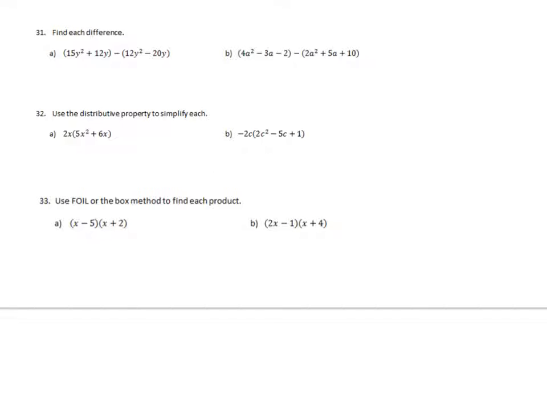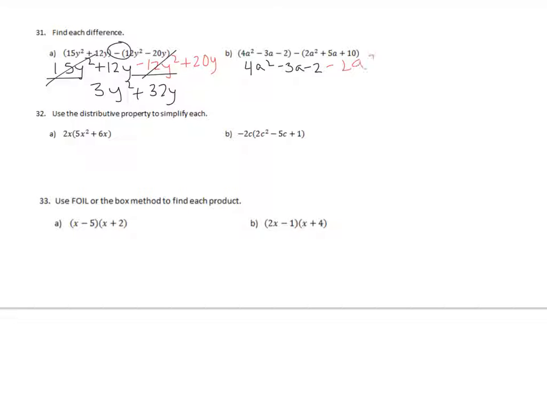Now when you're subtracting, you're going to make the first one the same, but then the second term you're going to make opposites. Then you combine like terms. So this is going to be 3y squareds plus 32y's. So you're going to write the first one the same, and then you make the second part opposite. Then you combine your a squareds. So it's 2a squareds minus a's minus 12.